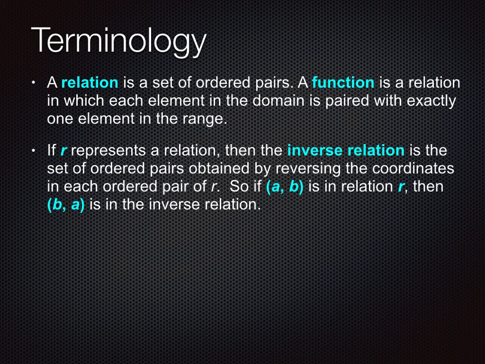If R represents a relation, then the inverse relation is the set of ordered pairs obtained by reversing the coordinates in each ordered pair of R. For example, if (a, b) is in relation R, then (b, a) is in the inverse relation.